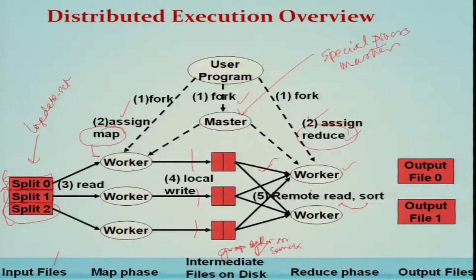Before performing reduce, it will do a sort also. So that means for a particular key, all the list of values, according to the key, will be sorted, and all the values for a particular key will be given in the form of a list to the reducer. So the reducer will perform the reduce function on that particular intermediate key and its corresponding list of values.